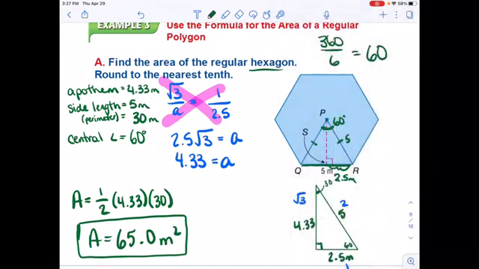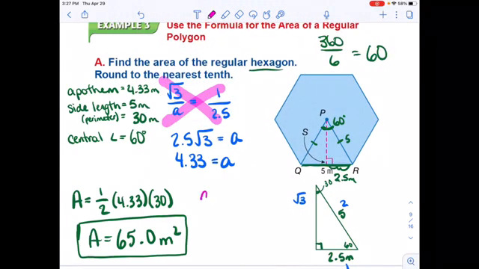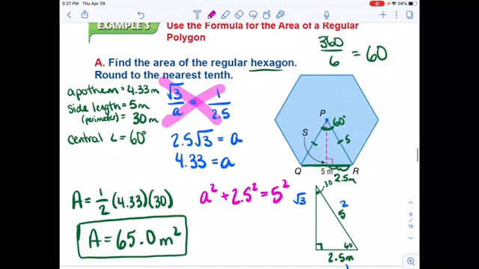Now I did say because it was an equilateral triangle, we did have enough information to solve using the Pythagorean theorem, so real quick, I'll show you. We have apothem squared plus b squared, 2.5 squared, equals 5 squared. So 2.5 squared is equal to 6.25.